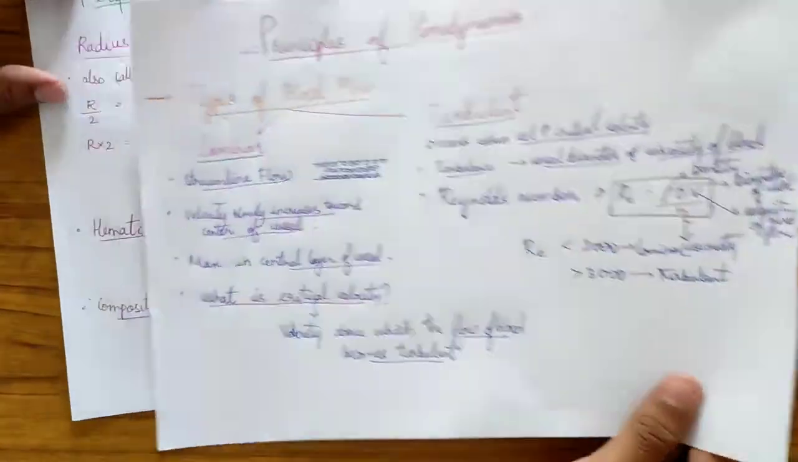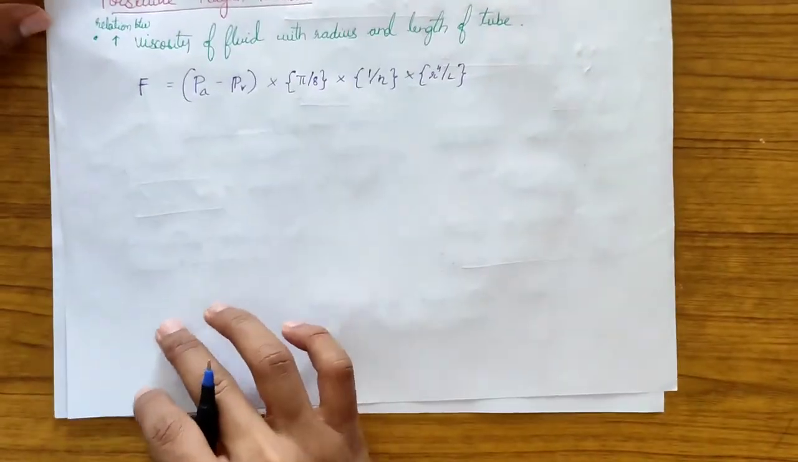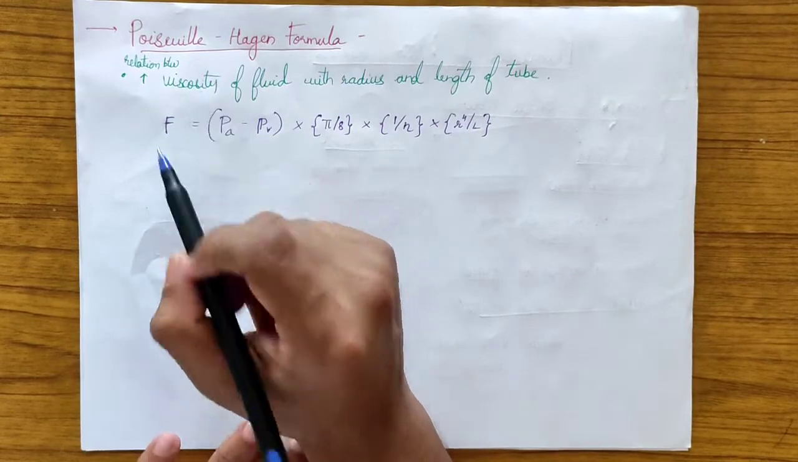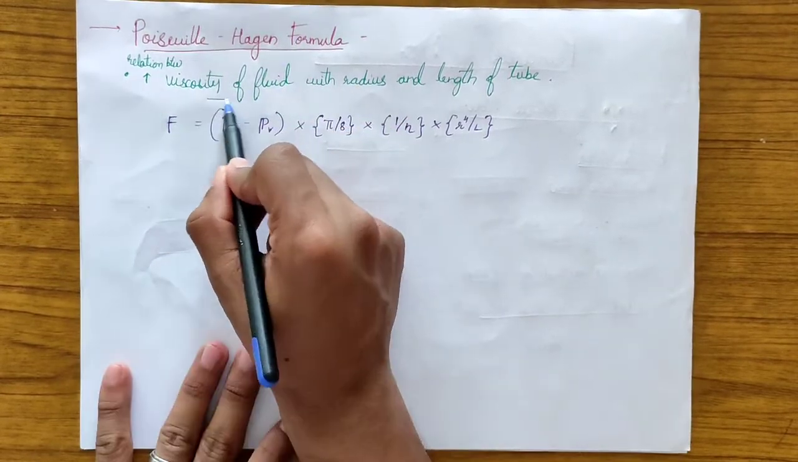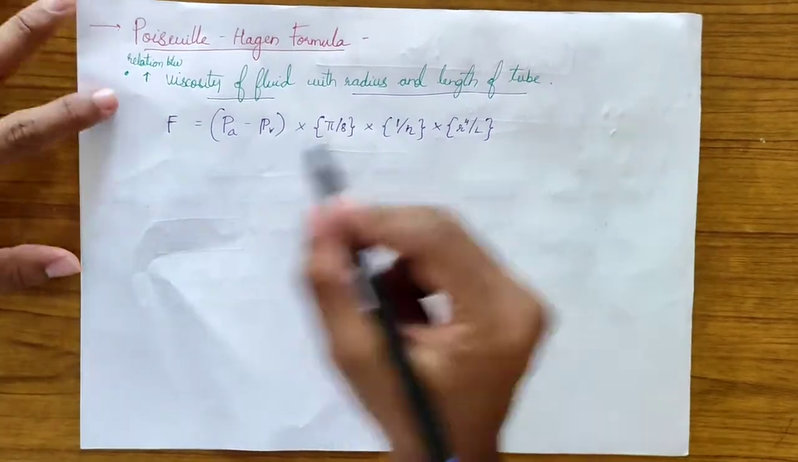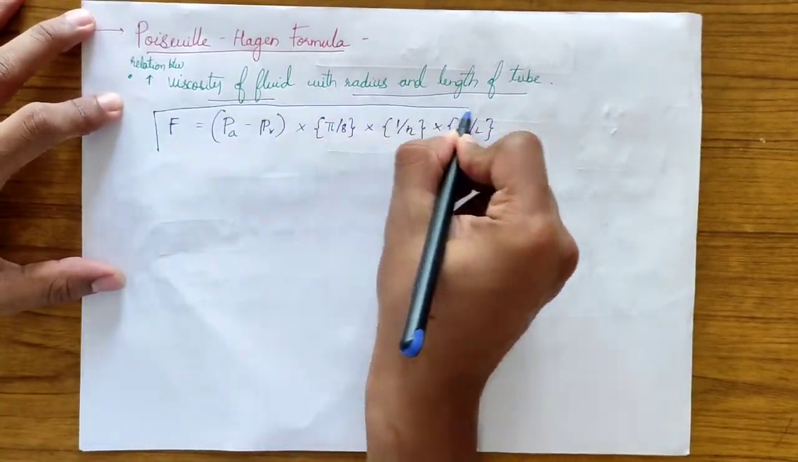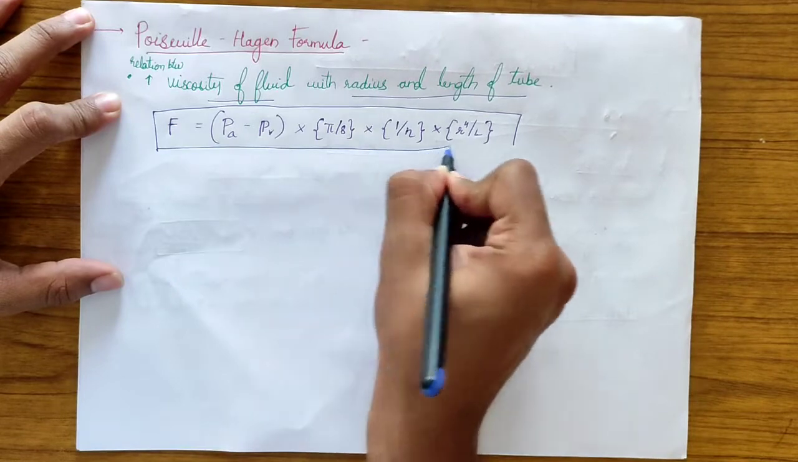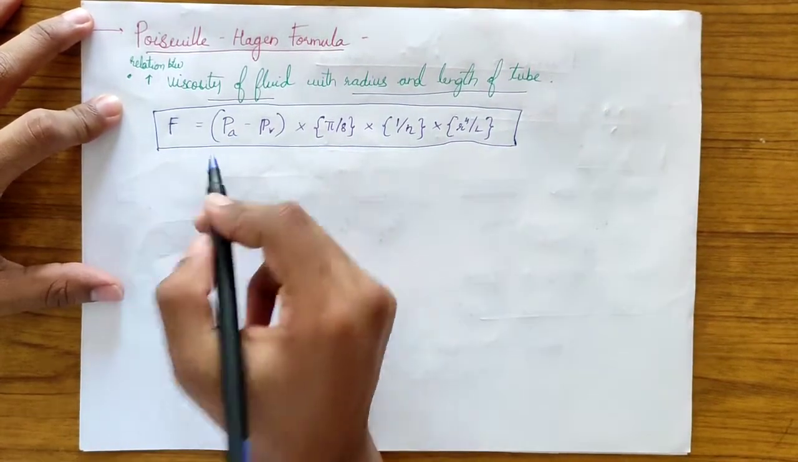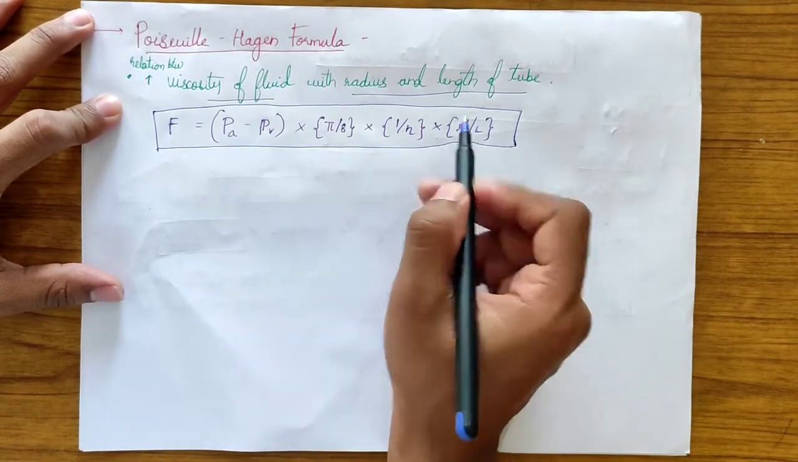Now we will talk about Poiseuille's formula. About the Poiseuille formula, it gives the relation between viscosity of fluid with the radius and the length of the tube. So this is the formula for that. This is an important formula and is a must to remember because this can be asked as a direct question in the board examination. So we'll define what the terms are here.